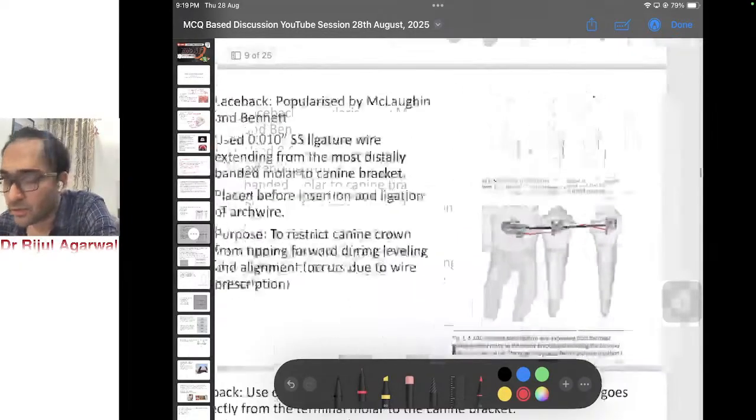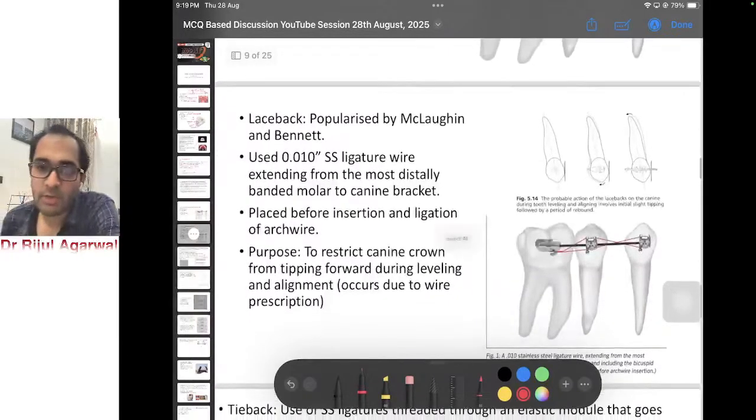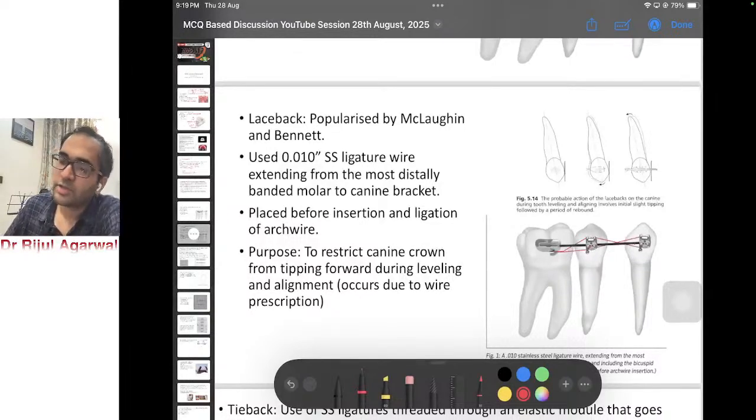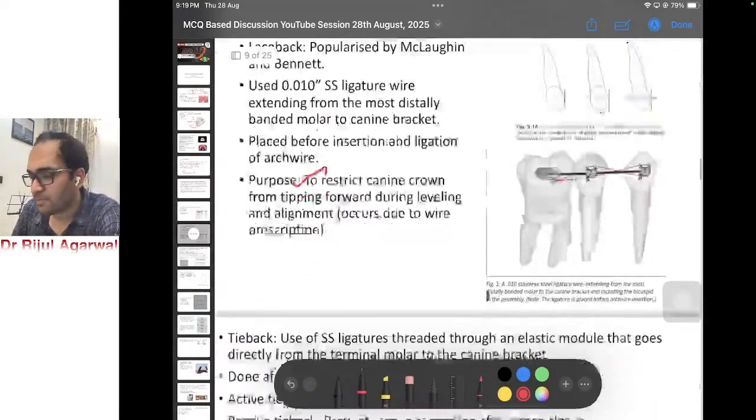And why is it given? Remember, MBT brackets are pre-adjusted edgewise brackets. Whenever you place the first arch wire, the tip of the bracket gets expressed, leading to forward tipping of the canine because of the inbuilt tip in the canine bracket. So to prevent this canine crown from tipping forward during leveling and alignment, this lace back is given and it is placed below the arch wire.